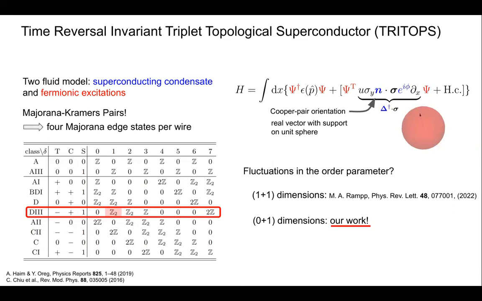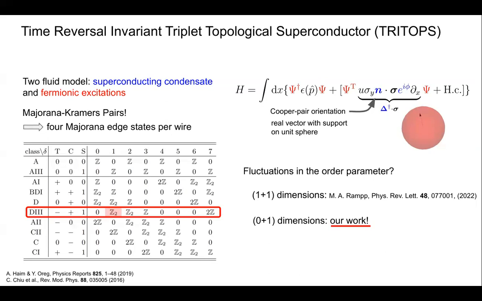Here we see, for instance, the periodic table of topological materials, and we are in the DIII class in 1 dimension. So we indeed have a topological invariant, and therefore also edge states, which are Majoranas. And since we have time reversal symmetry, these Majoranas come in Majorana pairs. In contrast to the regular TRITOPS chain, now we have 4 Majoranas on our chain, so 2 at each edge. Right. And what if we allow for fluctuations in the order parameter? This was investigated by Michael Ram in 1+1 dimension, but we will consider it as a quantum dot, and so we will work in 0+1 dimension.